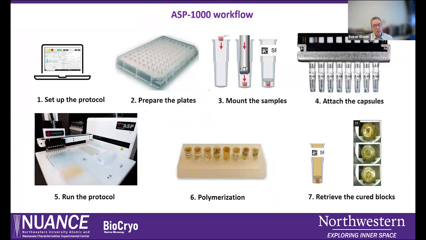Okay, here we see this workflow again. We have the protocol set up, and we prepare the plates. That can all be done before the experiment. We mount the samples on the head and run the protocol. Then we detach the capsules and transfer this silicon plate into the oven to polymerize the sample. Then we can retrieve the polymerized capsules and do the trimming and sectioning directly from the capsule block.